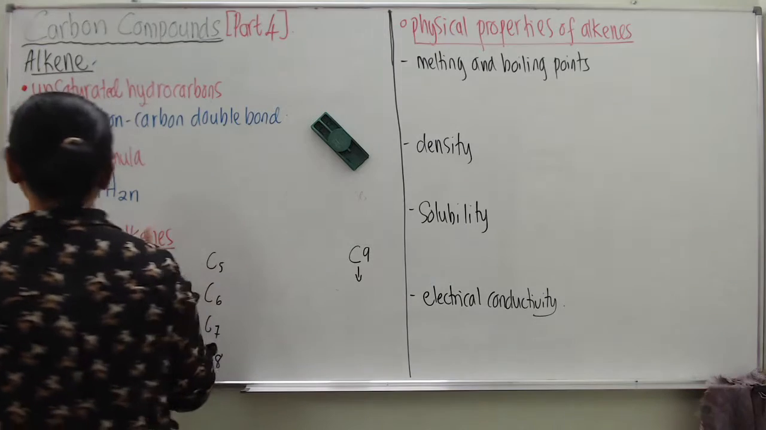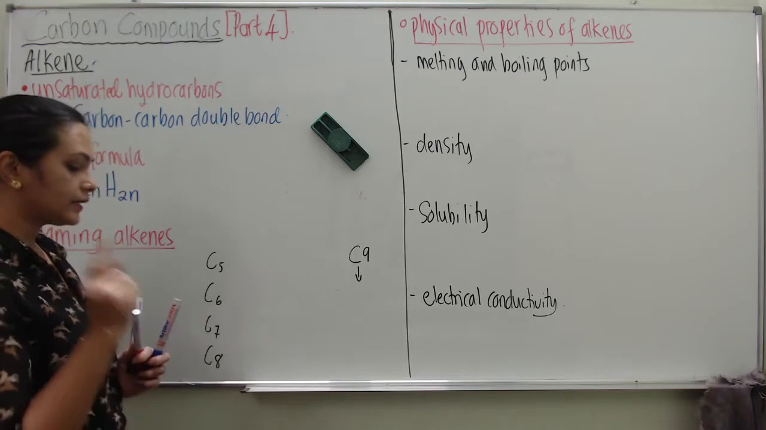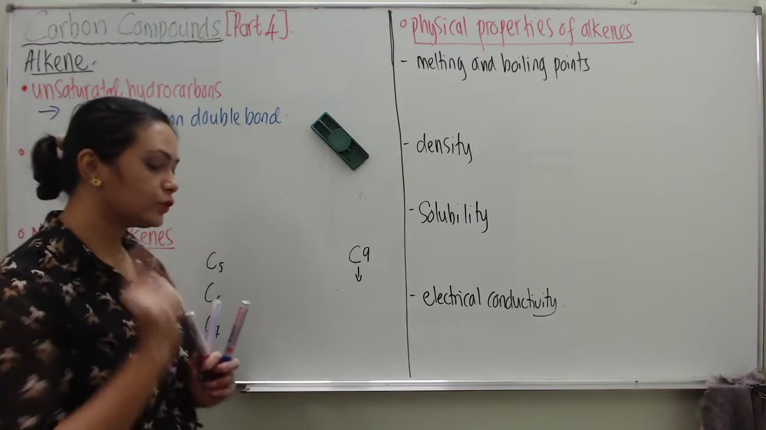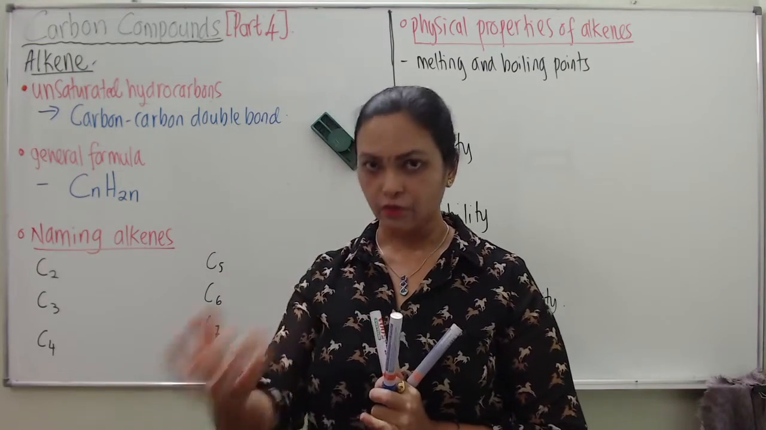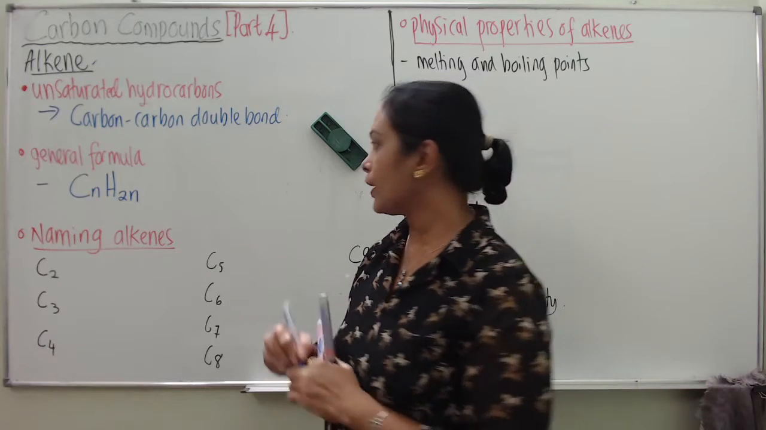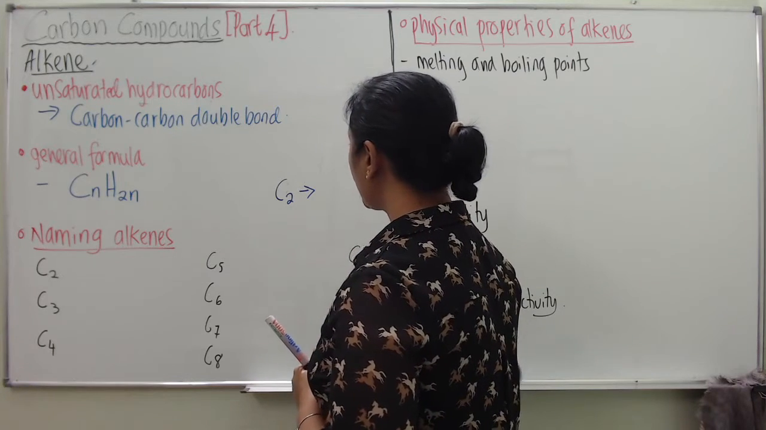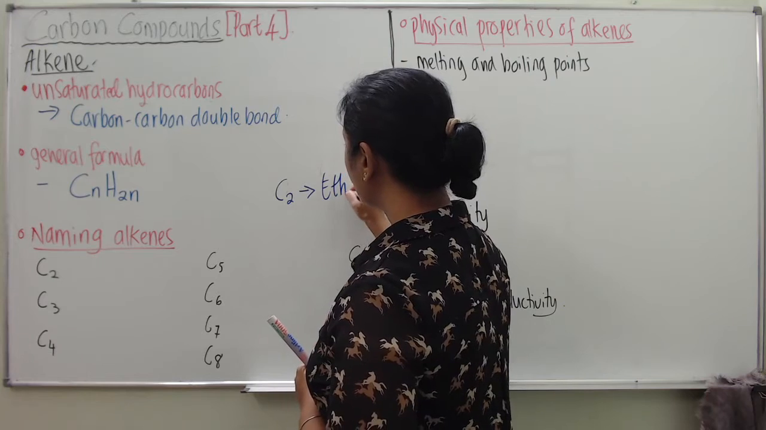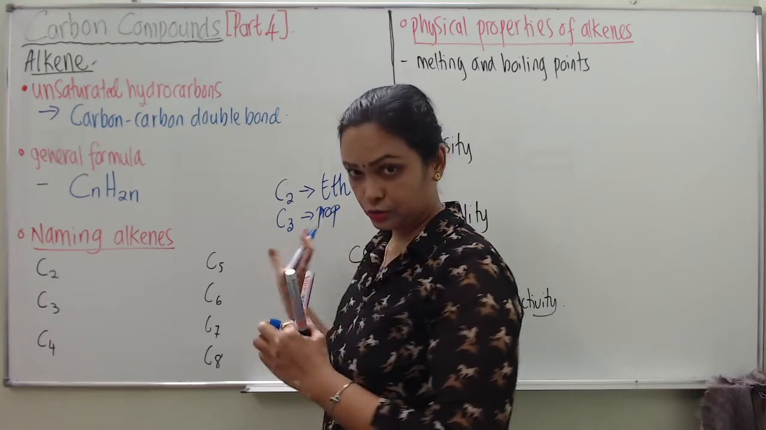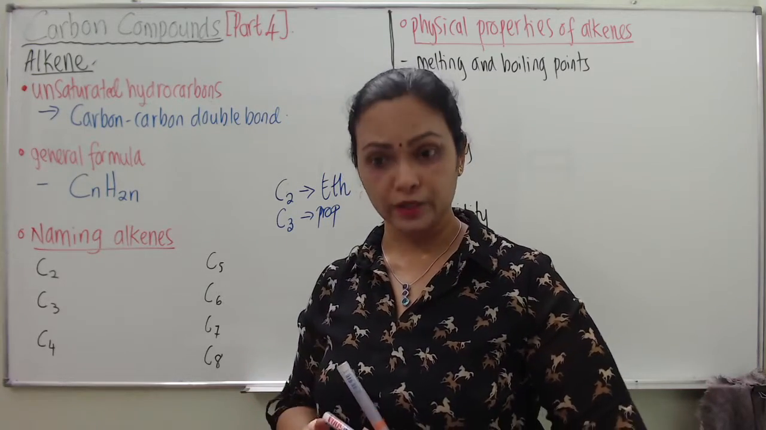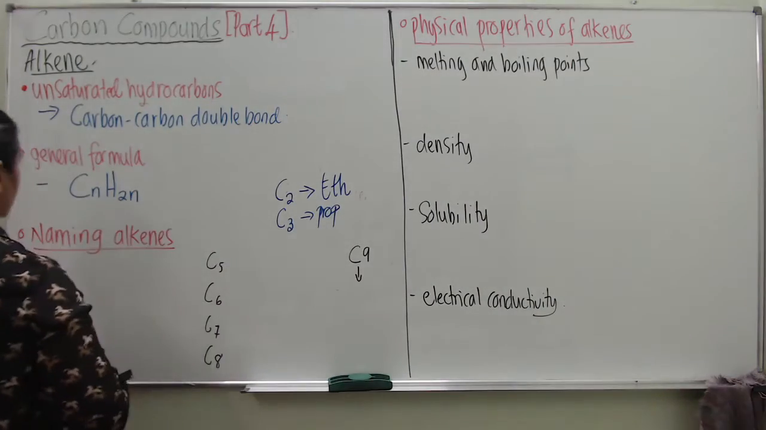Now, how do you name alkenes? When you are naming alkenes, again you have to remember the part 2 video where I introduced you to the prefixes of the alkane, where when you have C2, the name of the molecule will start with eth. If C3, it starts with pro. These are the prefixes that I explained to you in part 2, so you can go back to part 2 and watch again. So let's go to how we are going to name alkene molecules.